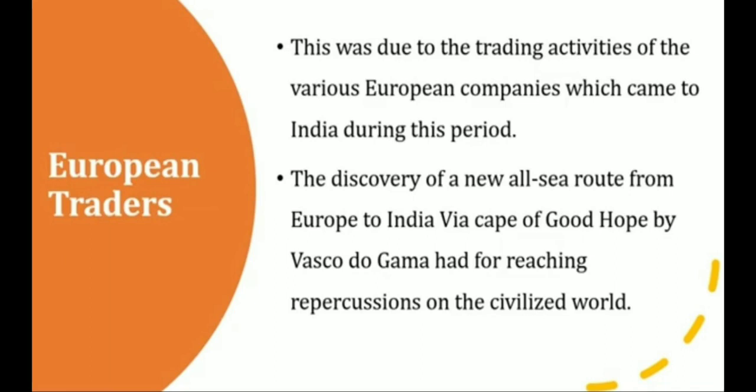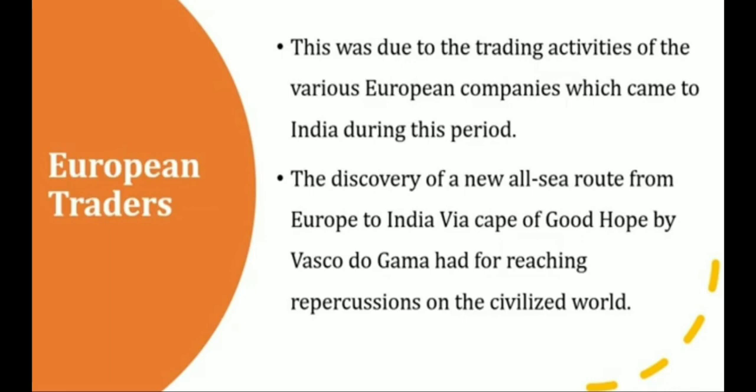European companies came to India during this period. The discovery of a new sea route. Who found this new sea route between India and Europe? That is the Portuguese sailor Vasco da Gama. He found the Cape of Good Hope. Because of finding this new sea route only, the European traders came to South India. The discovery of a new sea route from Europe to India, via the Cape of Good Hope, by Vasco da Gama.